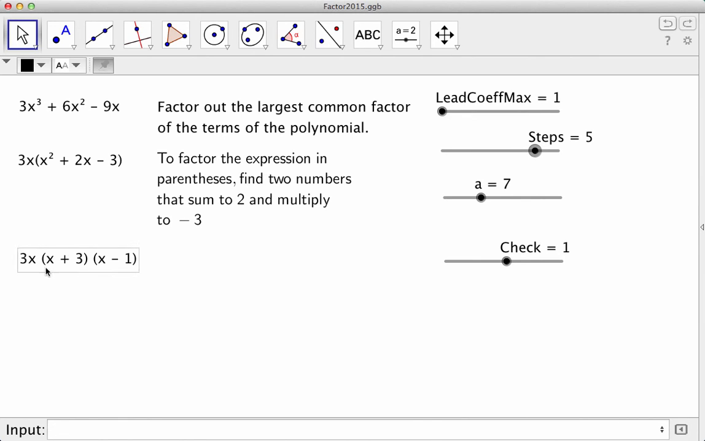There's no more factoring we can do, and these three factors together will multiply back up to our original 3x cubed plus 6x squared minus 9x. Now when we go to the next step of setting this equation equal to 0, we now have a much easier time solving that, because we'll be able to see that values of x equals 0, x equals negative 3, or x equals 1 will make the whole polynomial have a value equal to 0.